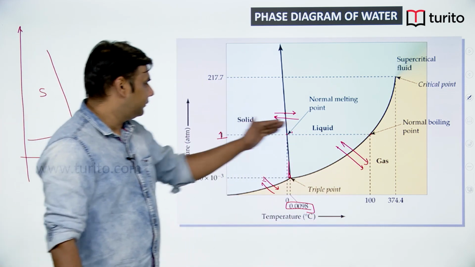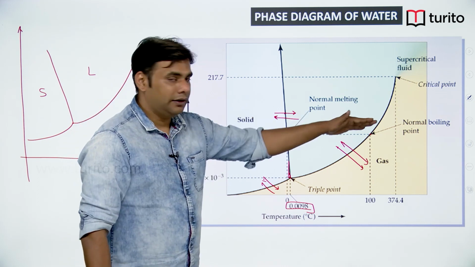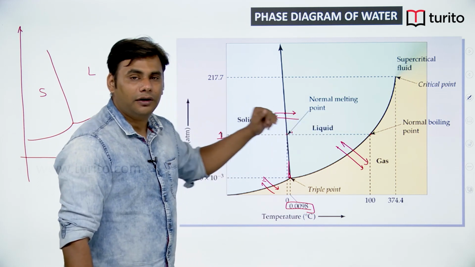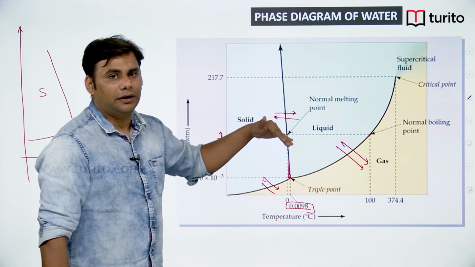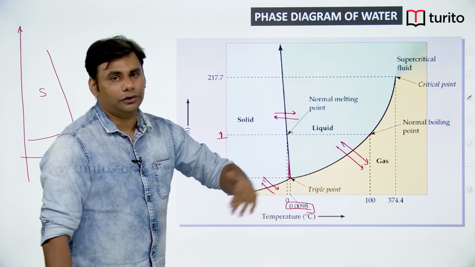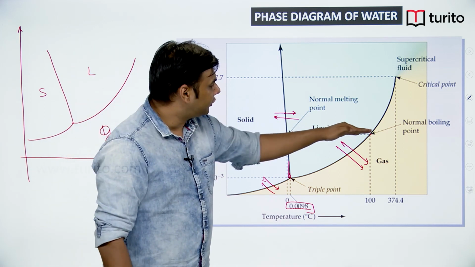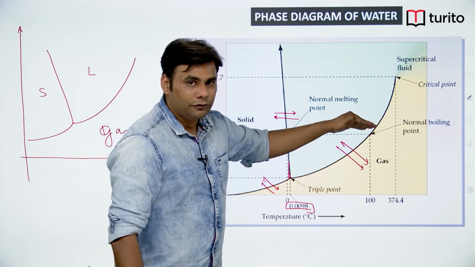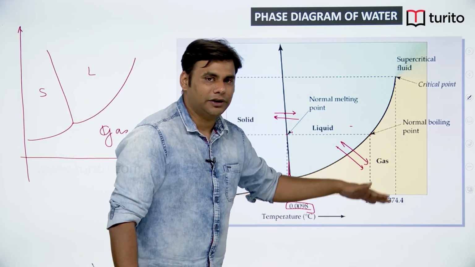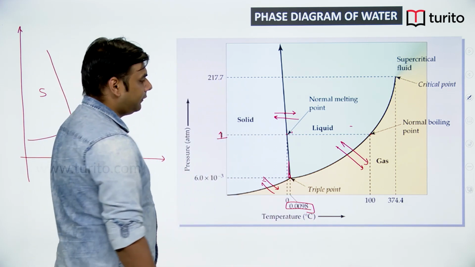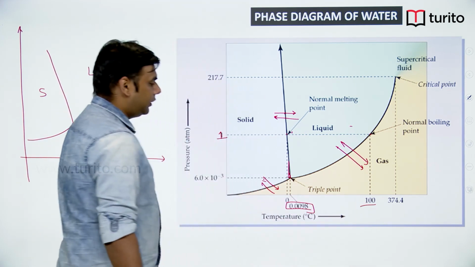So basically the boiling point of a liquid is the temperature at which the vapor pressure of the liquid becomes equal to the atmospheric pressure, that is 1 atm. So the vapor pressure corresponding to 1 atm, the temperature corresponding to it would represent the boiling point of water.